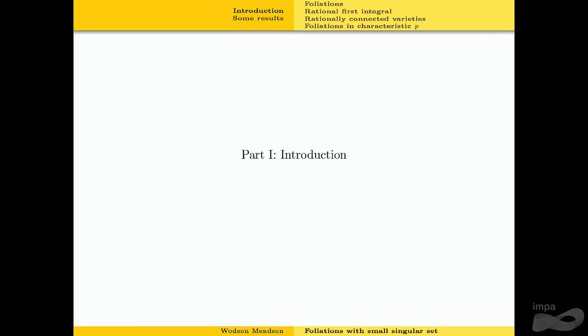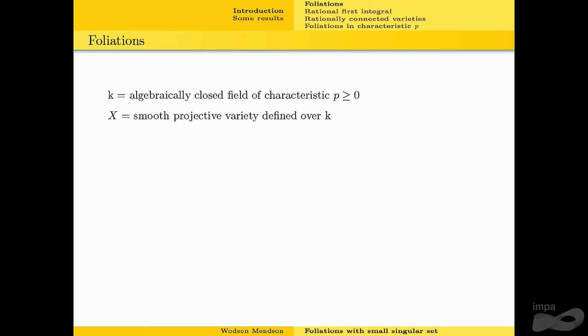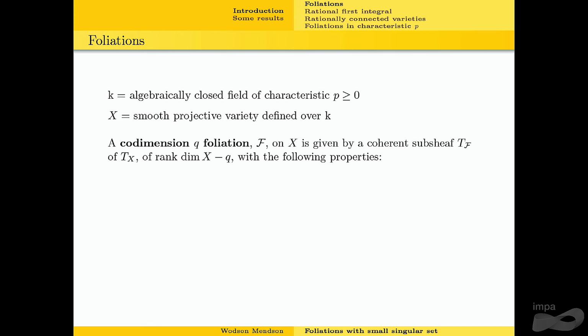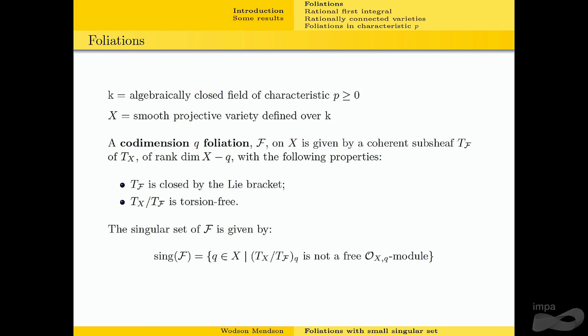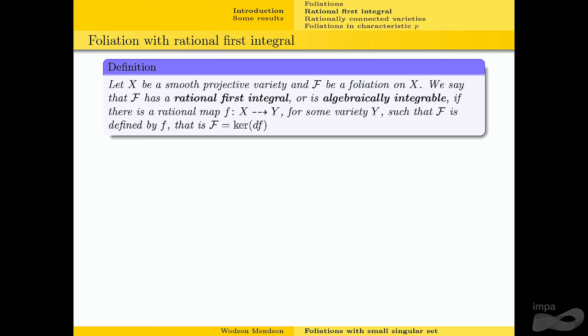So let's go to the introduction. Here, k denotes an algebraically closed field of characteristic p, and X denotes a smooth projective variety defined over this field. A codimension q foliation is just a saturated subsheaf of the tangent sheaf of the variety with this rank that has these properties: it is closed under the Lie bracket, and the quotient is torsion-free. The singular set is defined as the set of points where the quotient is not free. Okay? So we have a class of foliations.